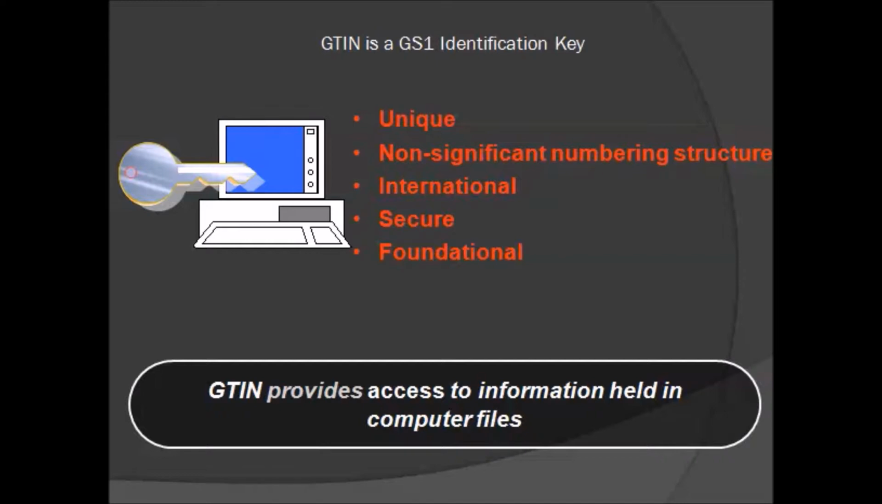So the RFID tag indicates the unique trade item. Now, each student with the RFID student member card is represented as a trade item. A student is a trade item, and we use the student member card and RFID card to indicate one unique student. So the global trade item number can provide the access to information held in the computer files. Just the same, your student member card provides access to the information in the database in our university.